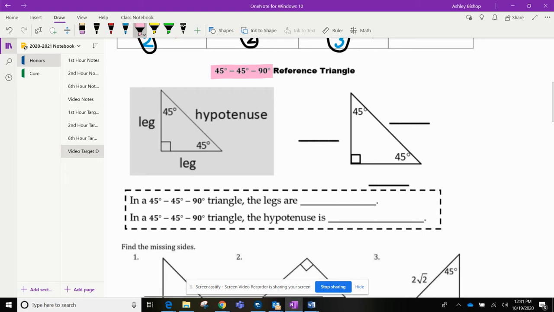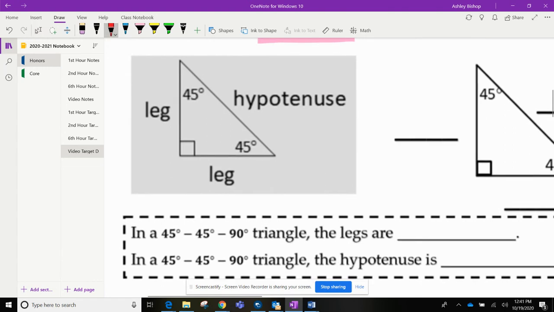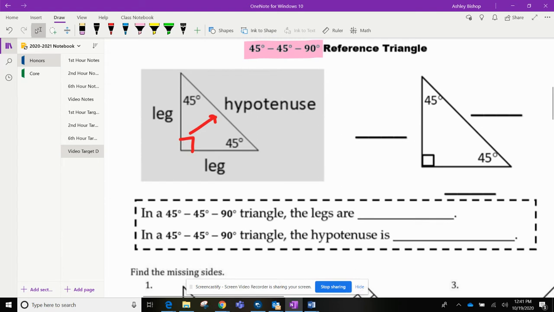And in a 45, 45, 90, I have to label my three sides. And this one's my favorite because they're pretty simple too. Here's my hypotenuse. Here's my right angle. So across from it is my hypotenuse. You guys are pros at finding your hypotenuse. And then we need to label the three sides. One of the sides is the hypotenuse, and that makes the other two sides my legs.